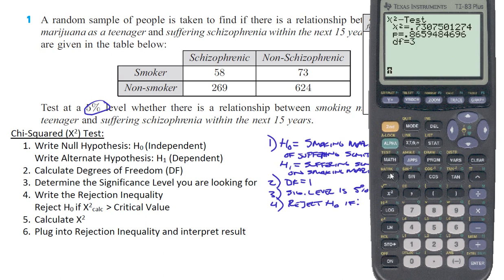So that's where we're going to want to get our calculator back and put our data in. All right, second matrix, go over to edit. And this is a 2 by 2. And let's put our data in, 58 and 73, and then 269 and 624.